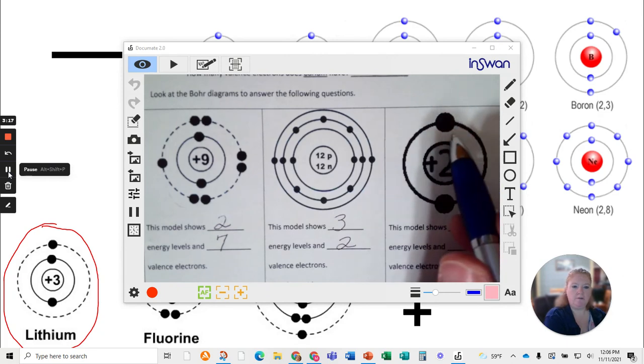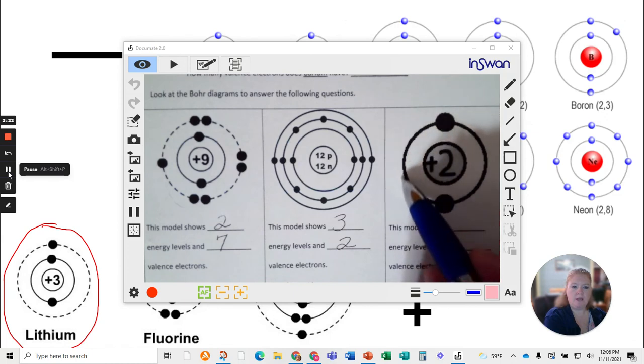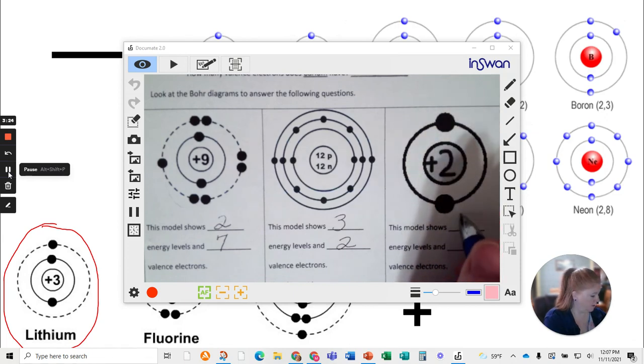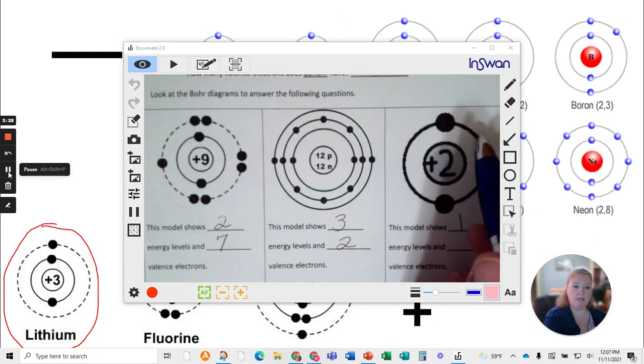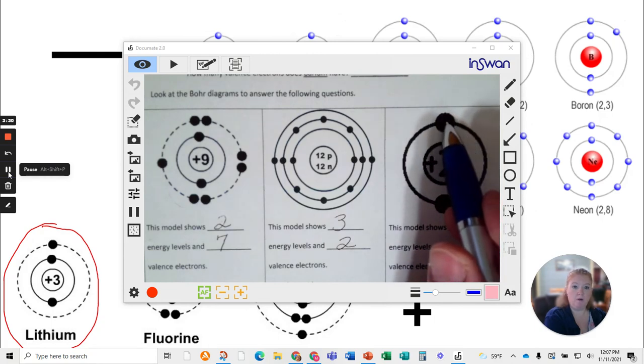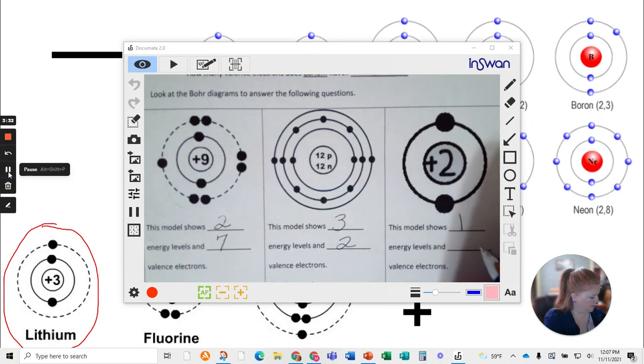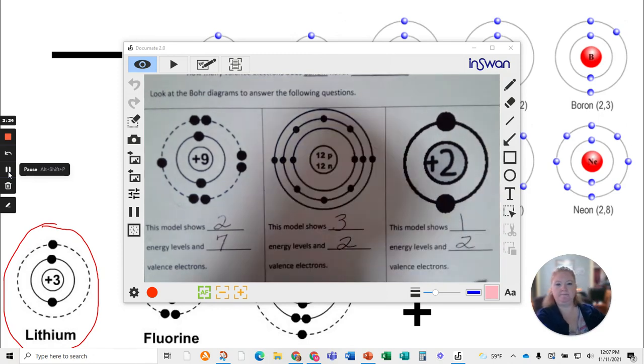How many energy levels? Remember, this center circle represents the nucleus. So this one has just 1 energy level. How many valence electrons? Well, again, I go to the outermost energy level. There's only 1. So there are 2 valence electrons.